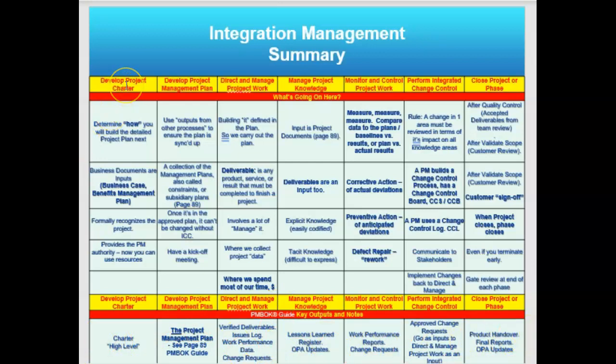So for example, when I develop the project charter, this is going to tell me how I'm going to build a detailed project plan, which comes next, right? I'm going to incorporate the business documents, like the business case and the benefits management plan. It's going to formally recognize the project, and it's going to provide the project manager the authority to use resources. And remember, the output is the charter, which is very high level. Of course, another output of this process is the assumptions log, but the big one is the charter.